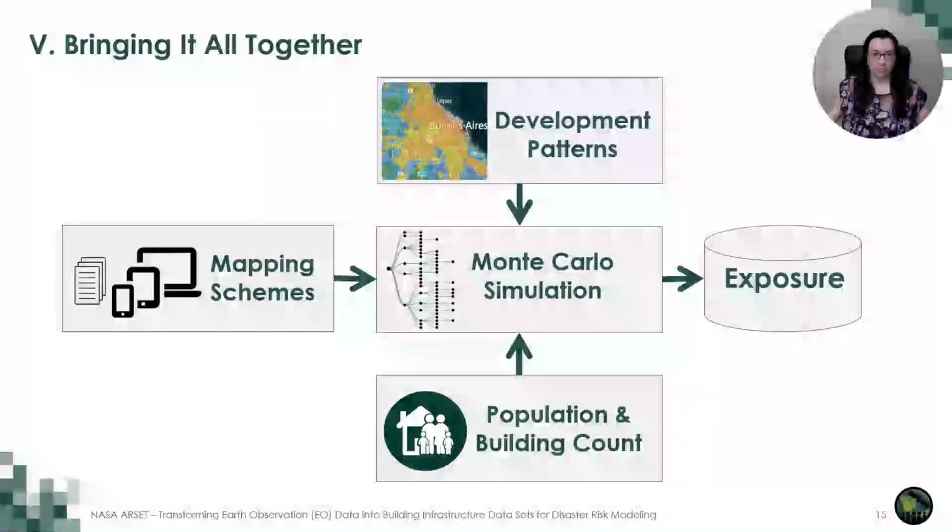After all the building and population data has been collected and the development pattern and mapping schemes have been created, they are all brought together as input data for the Monte Carlo simulation, which models exposure. This takes several iterations and fine-tuning of the parameters.